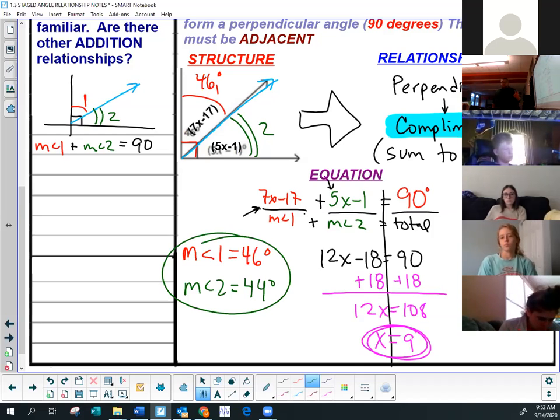So we have a congruent relationship, vertical angles, where they occur crossing each other like scissors. We have an addition relationship that adds to 180, making a straight line. We have an addition relationship that adds to 90 because it goes to a perpendicular or has perpendicularity. They mean the same thing.